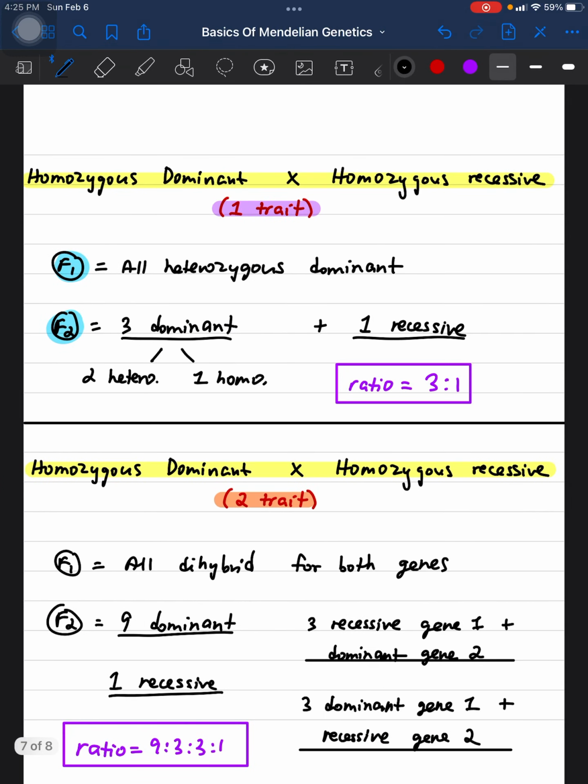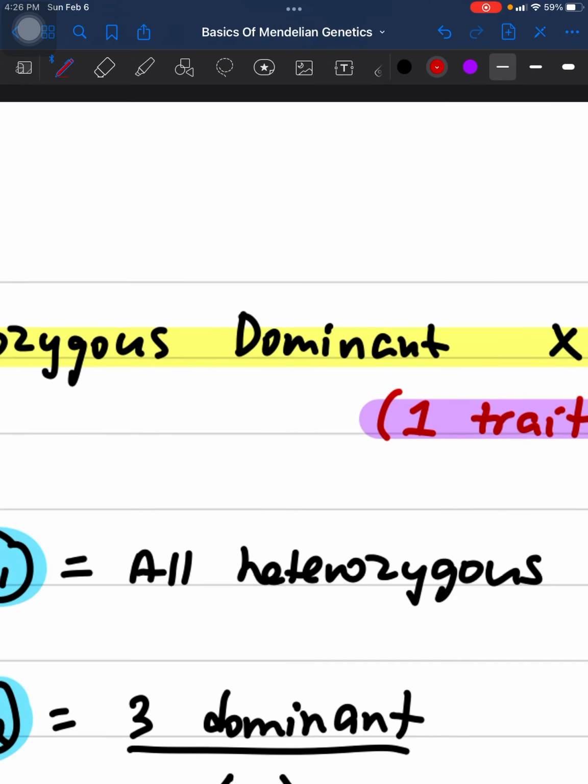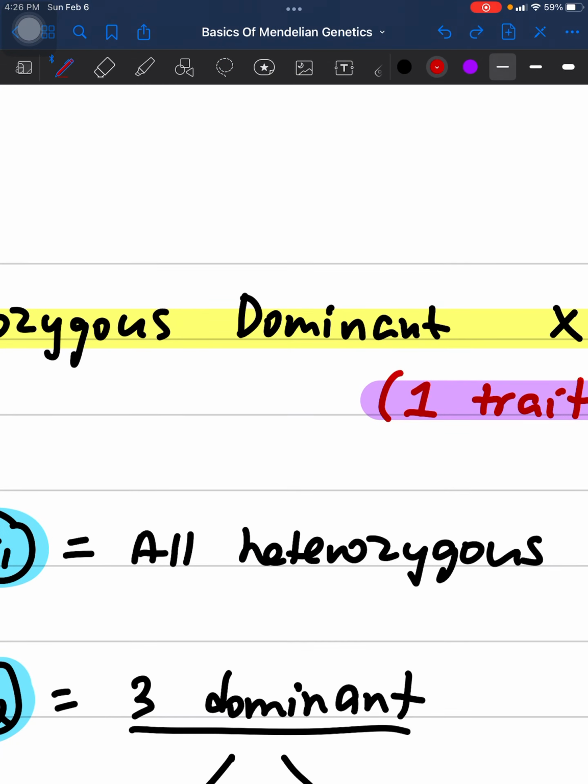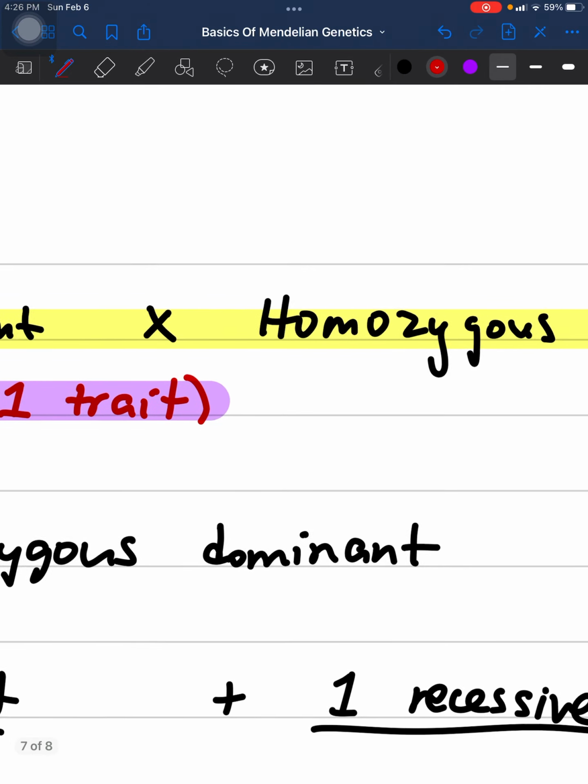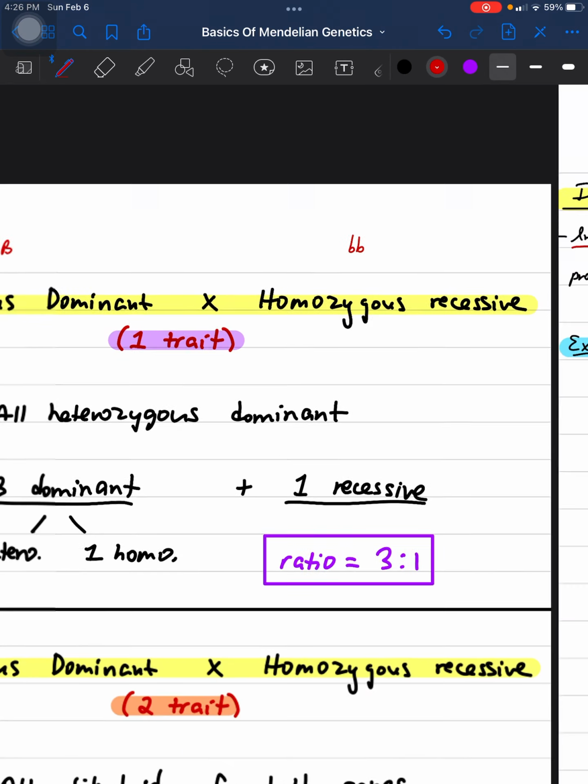So this is a small summary of all the monohybrid cross and dihybrid cross trends that you're usually going to see. Starting off in monohybrid crosses, say you cross a homozygous dominant with a homozygous recessive. Let's say it's capital B, capital B, lowercase b, lowercase b.